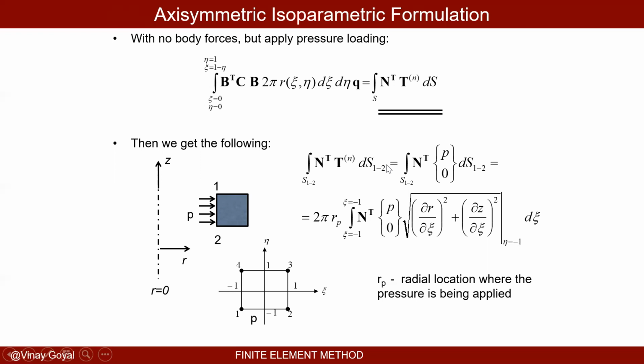So this is how you formulate the axisymmetric isoparametric formulation, which is very useful. For example, this right here is a single element, but that represents a 360 degree ring of that particular behavior of that element. So that's how that works.